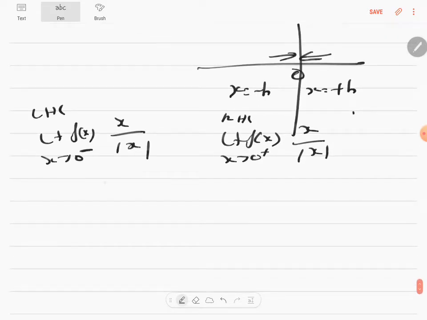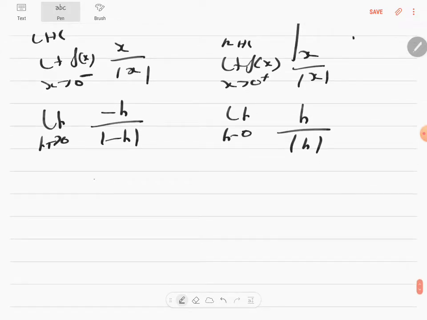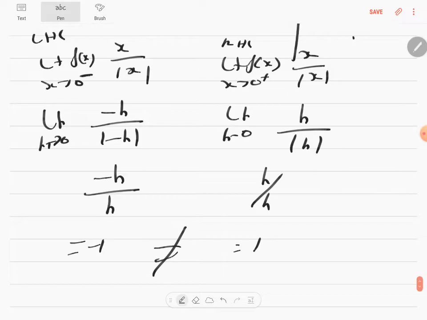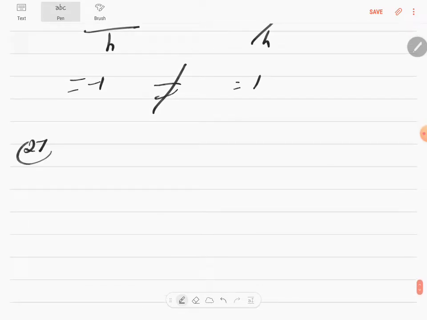You write x as minus h by mod of minus h. Here it's x by mod of h. Limit h tends to 0 and limit h tends to 0. It's minus h by h, which is minus 1. It is h by h, the answer is 1. They are not equal, limit does not exist. Signum function, correct? Again at 0. So let's go to the next sum.